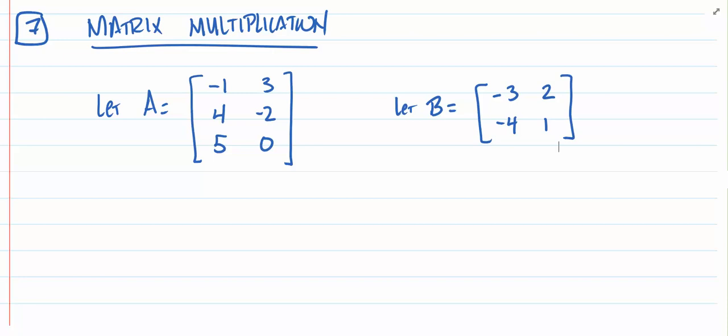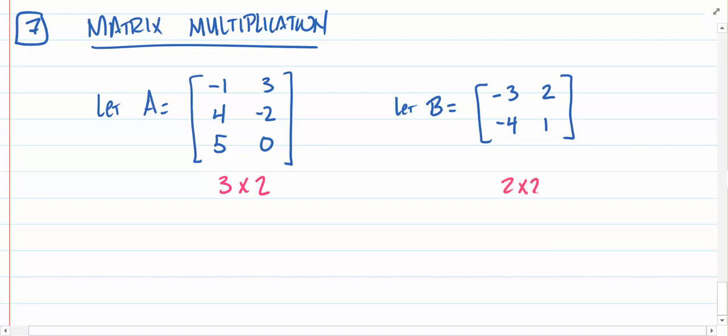All right, so here's question number 1. What is the order for matrix A? Tell me the order. This is a 3 by 2, 3 rows by 2 columns. What is the order for matrix B? This is a 2 by 2. Okay, here's the first question I have for you that I want you to think about, all right?